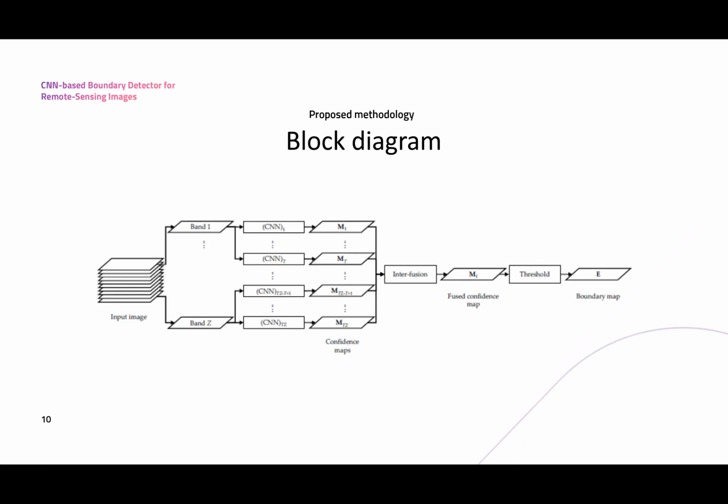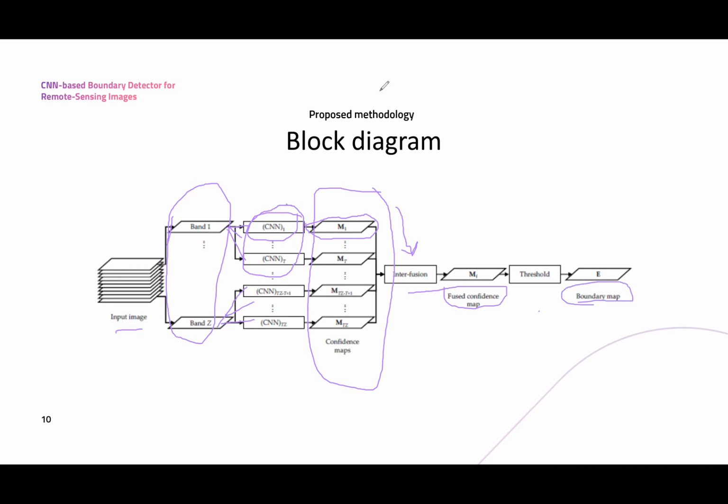Let's go a little deeper into the block diagram of the proposed methodology. If we start here, we have the input image. We have the multispectral bands. So we have different bands, depending on our images. We also have here a group of convolutional neural networks, a committee, let's say. Each band will be fed into a convolutional neural network. The same thing is repeated till we reach band Z, which is the last band. For each network, we will get a confidence map, which will show us the edges. We combine all edges into one image, and we call it a fused confidence map. We set a threshold, and we get our boundary map.